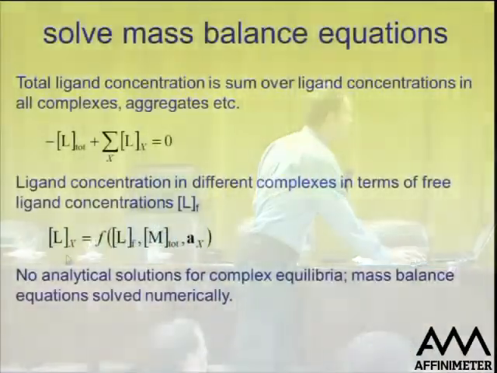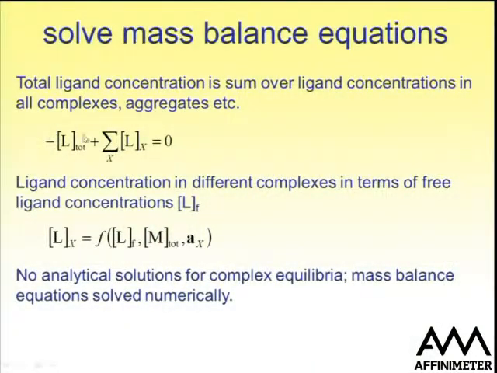You then have to solve your mass balance equations, and your mass balance equations essentially tell you your ligand has to be somewhere. So your total ligand concentration has to be equal to the sum over all the concentrations of the ligands in all the different binding sites, aggregates, anywhere where the ligand can be. So essentially, all the concentrations of the ligand in all of the different modes have to equal the total ligand concentration.